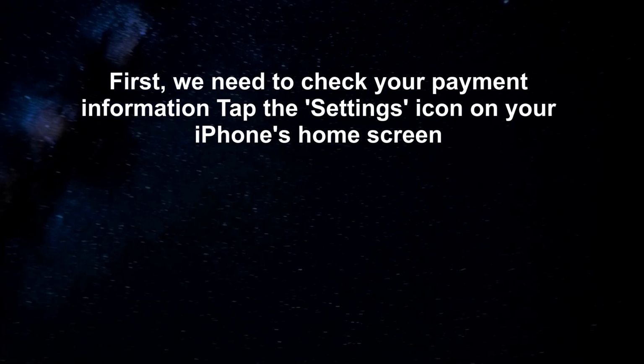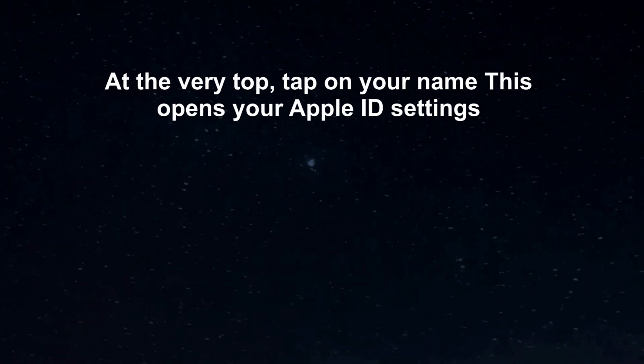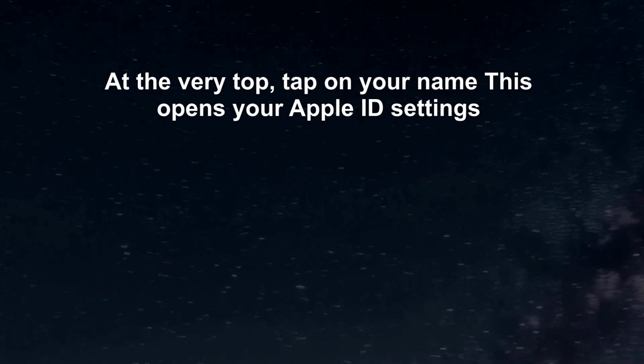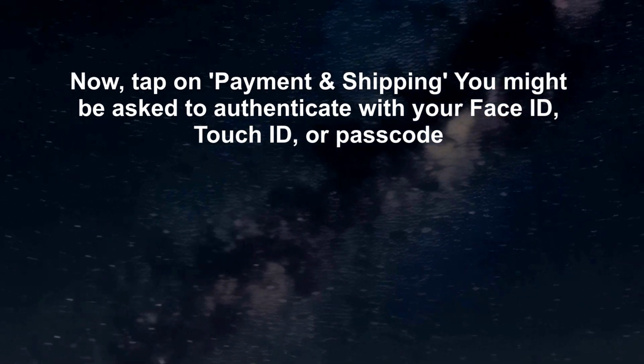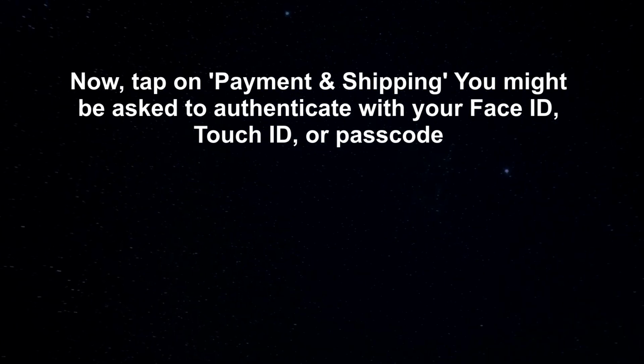Tap the settings icon on your iPhone's home screen. At the very top, tap on your name. This opens your Apple ID settings. Now tap on payment and shipping. You might be asked to authenticate with your Face ID, Touch ID, or passcode.